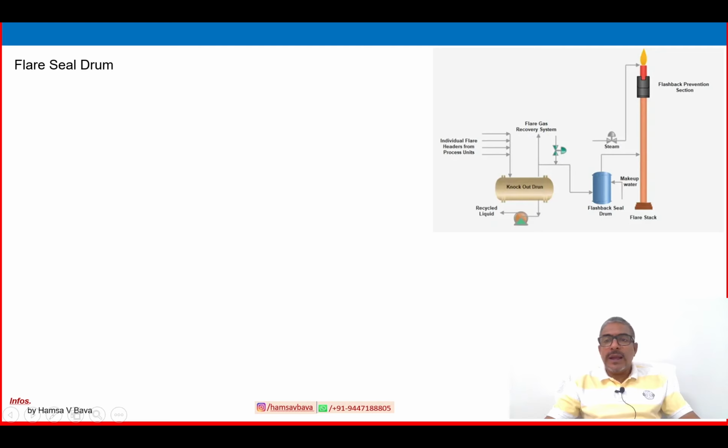One of the other important items is the seal drum, the flare seal drum. So after the knockout drum, the gases are moving to flare, but before that they enter a seal drum. Then from the seal drum only the gas is moving to the flare stack. Then ultimately it is entering the flare tip. So let us see that one.